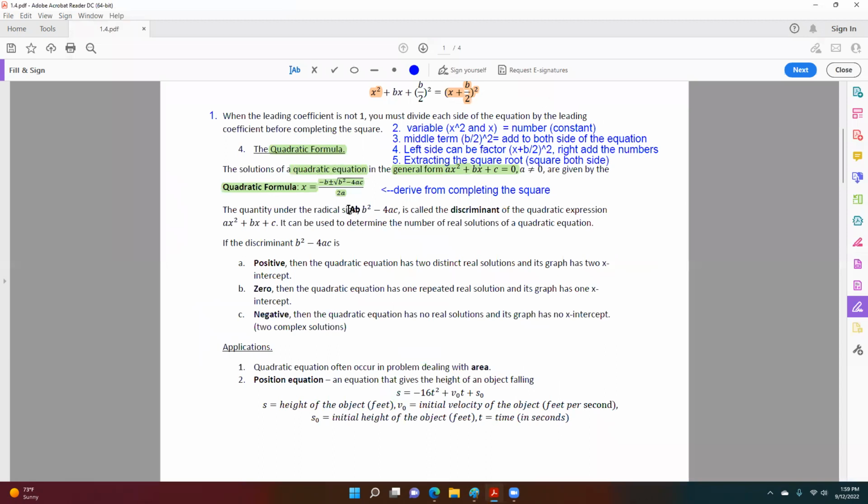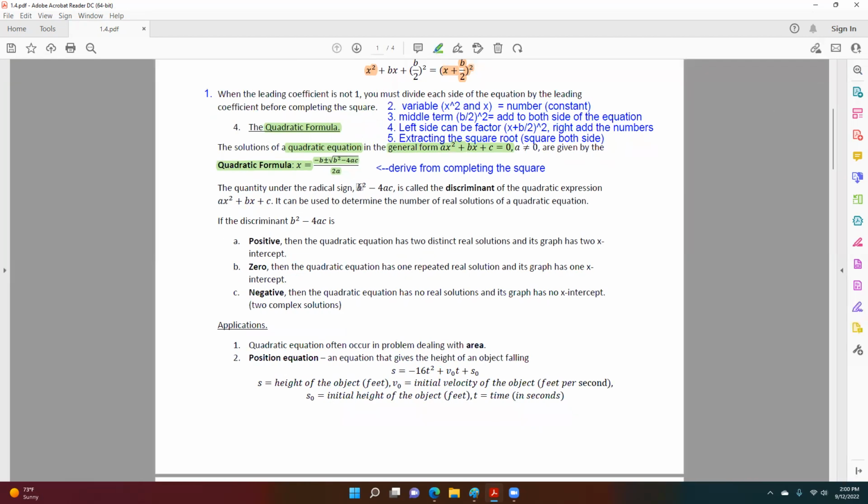So now we have a name for this. We know this whole formula is called the quadratic formula. Now, the quantity under the radical sign, the radicand, b squared minus 4ac, is what we call the discriminant. Okay, what is this discriminant used for? It sounds so criminal, right? Discriminant, it's like criminal here.